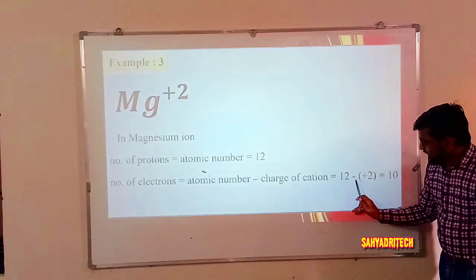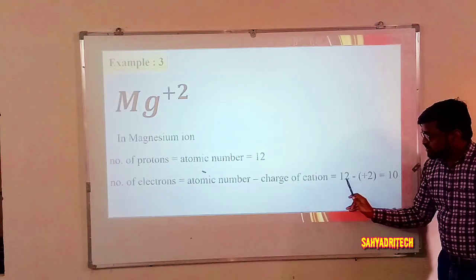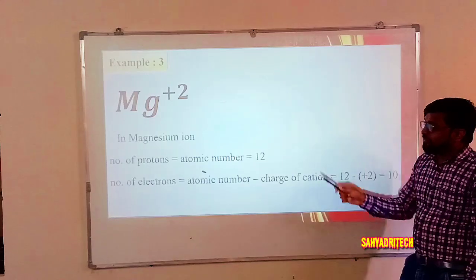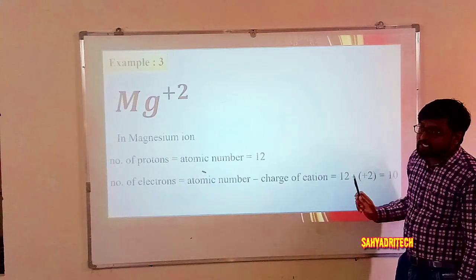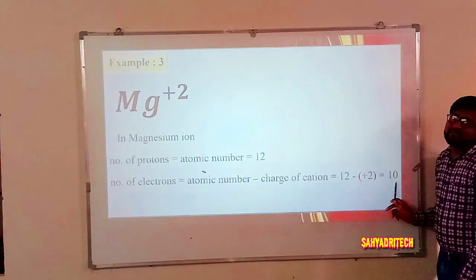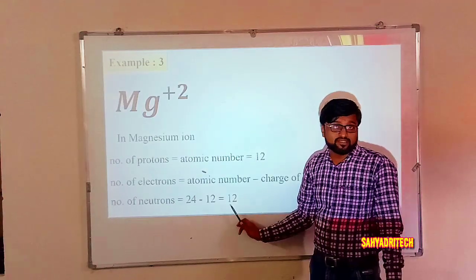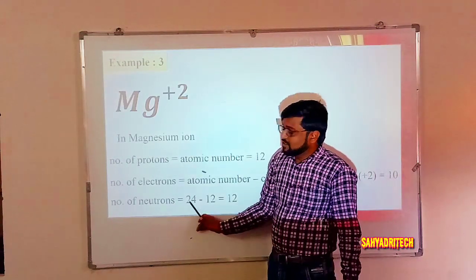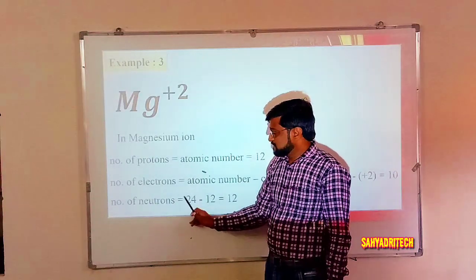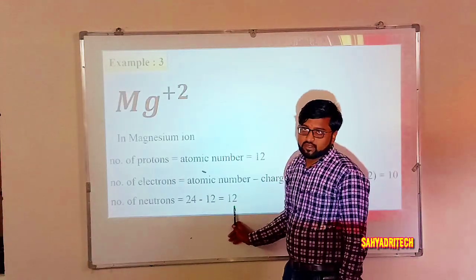So, 12 minus into the bracket plus 2. So, minus into plus, it is minus. So, 12 minus 2, what is the answer? 10. So, I can say here, number of electrons present in Mg2+ will be, how many electrons present? 10 electrons present. Okay. Well, then coming to the number of neutrons, again there is no change. What is the general formula? Mass number minus atomic number, A minus Z. So, mass number 24, atomic number 12. So, 24 minus 12, answer 12.